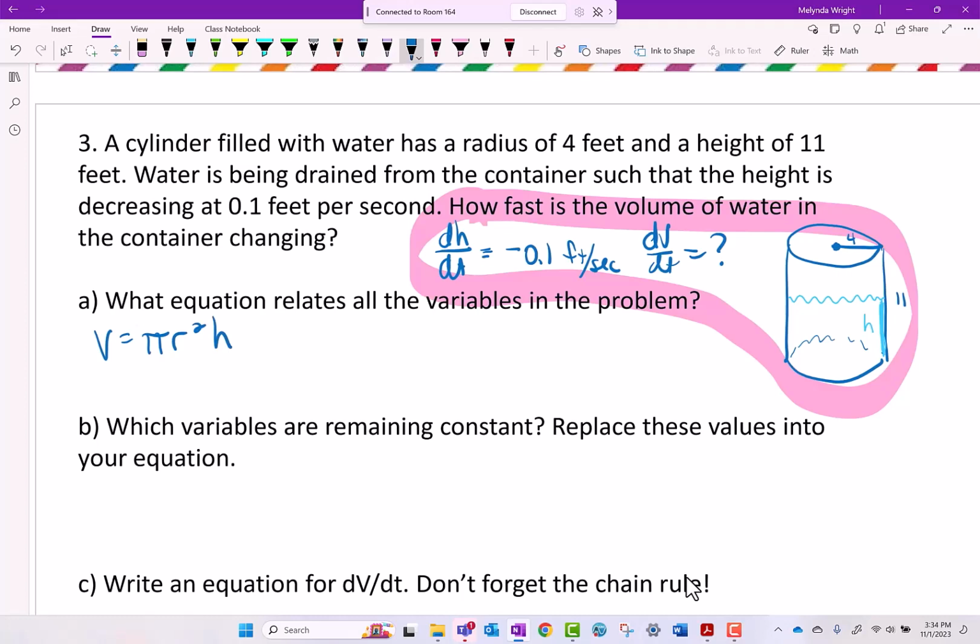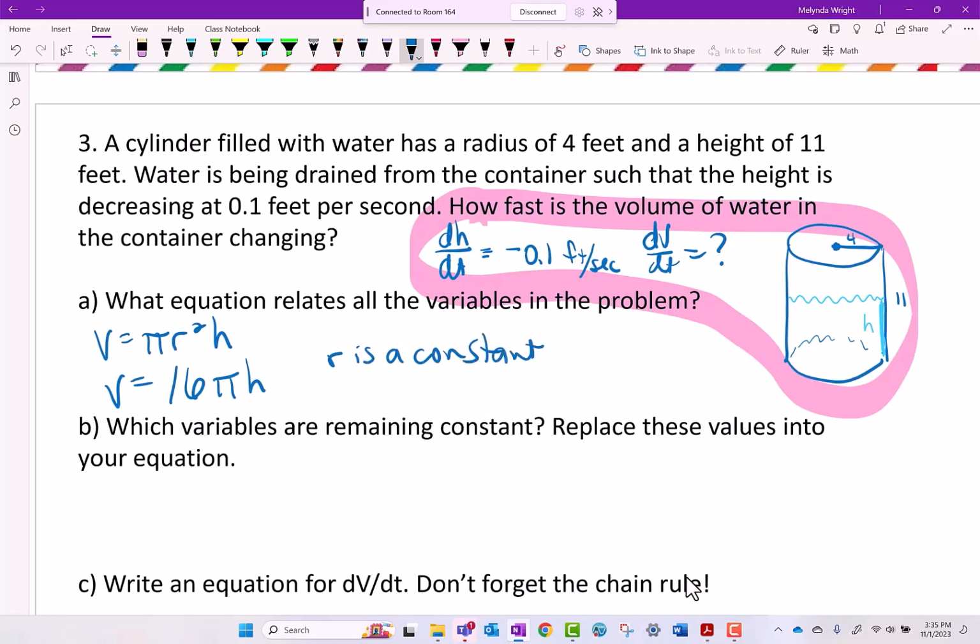The radius of the cylinder. Is the radius going to change? Isn't it always going to be 4? The cylinder isn't shrinking or growing. So I'm going to change this to V equals, let's see, 4 squared would be what? 16 pi h. That is because r is a constant. That's the only reason I'm allowed to put it in.